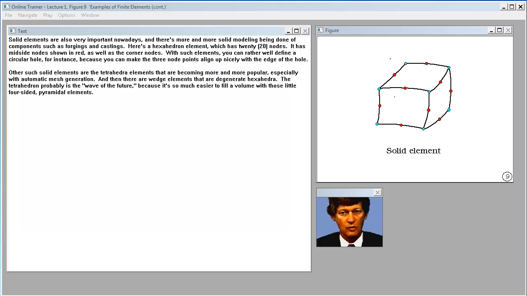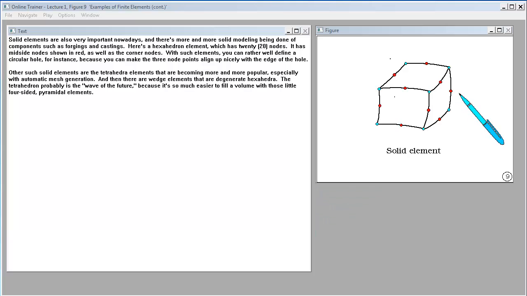Solid elements are also very important nowadays, and there's more and more solid modeling being done of components such as forgings and castings. Here's a hexahedron element which has 20 nodes. It has mid-side nodes shown in red as well as the corner nodes. With such elements you can rather well define a circular hole, for instance, because you can make the 3 node points line up nicely with the edge of the hole.